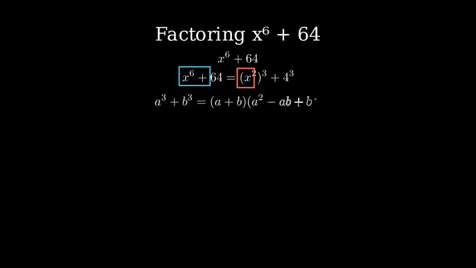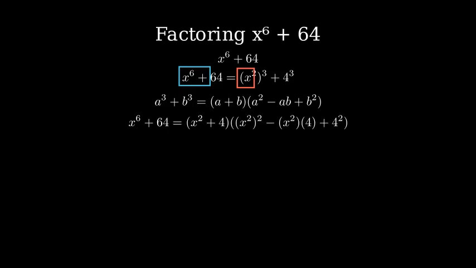Remember, for any expressions a and b, a cubed plus b cubed equals the quantity a plus b times the quantity a squared minus ab plus b squared. In our case, a is x squared and b is 4. Let's substitute these values into the formula.